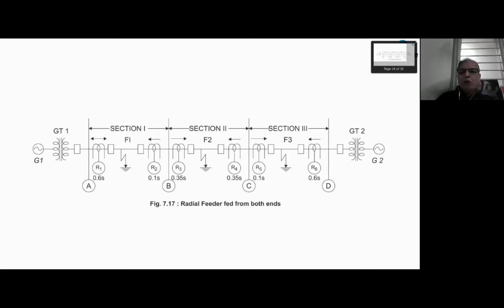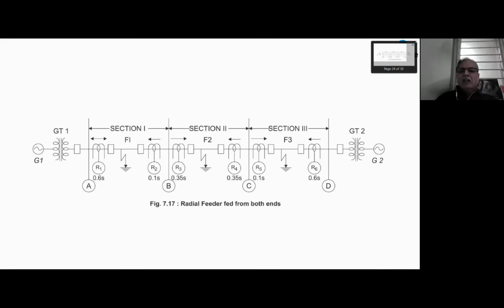You can see if there is a fault at F2, then my requirement is R3 and R4 should operate. But how does the fault current pass? Fault current is passing from AB to F2 and DC to F2. And in that fault path, R2 is operating within 0.1 second. R5 also is operating within 0.1 second, faster than R3 and R4. Therefore, R2 and R5 will trip. That is wrong because all loads fed from B and C are disconnected.